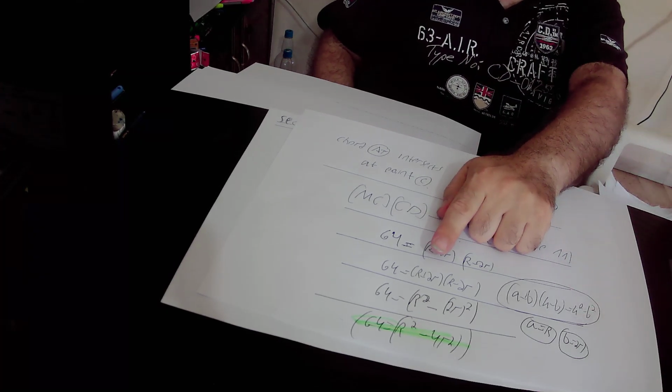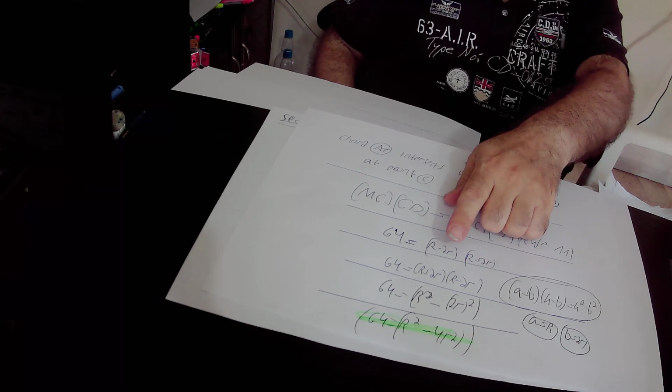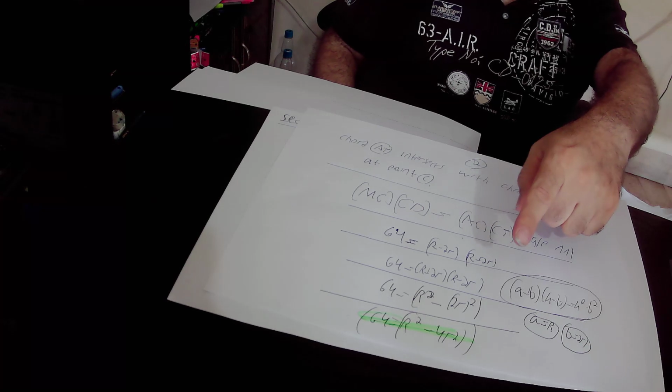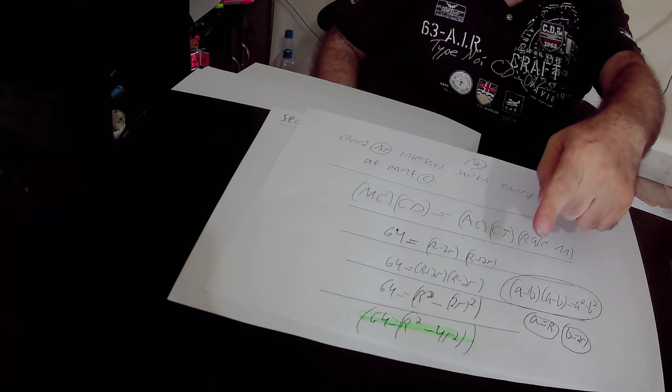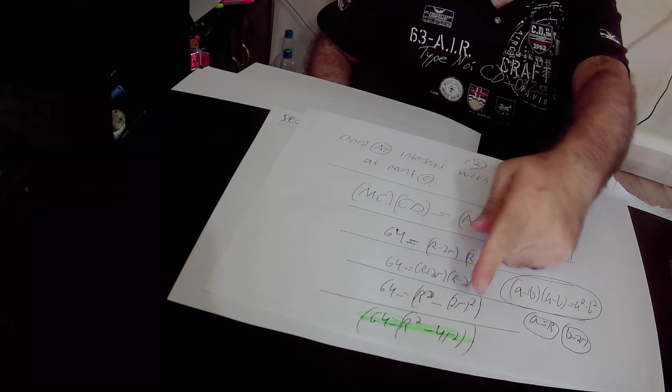So we found out that 64 equals capital R squared minus 2R squared. That is to say, 64 equals capital R squared minus 4R squared. So in conclusion, 64 equals capital R squared minus 4R squared.